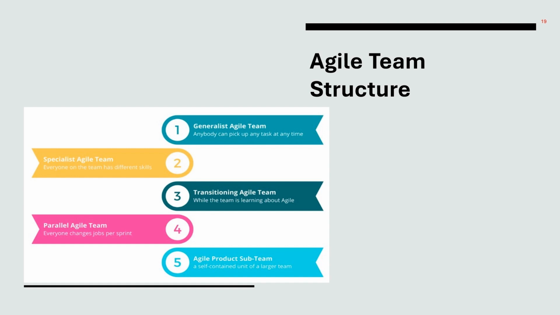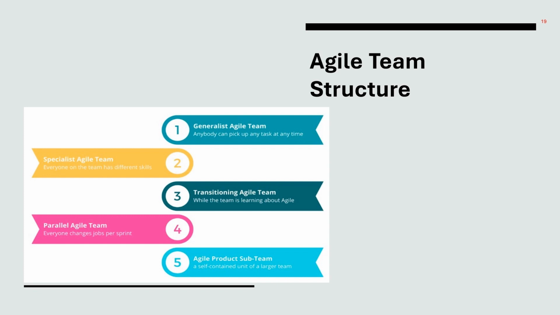Transitioning Agile team. It is basically the structure of transitioning the team to an Agile-based approach, a type of extended delivery structure. This is because the team needs time to adopt new ways of working in a project. And the next is the parallel Agile team. In this parallel Agile team, everyone's job changes from every sprint.